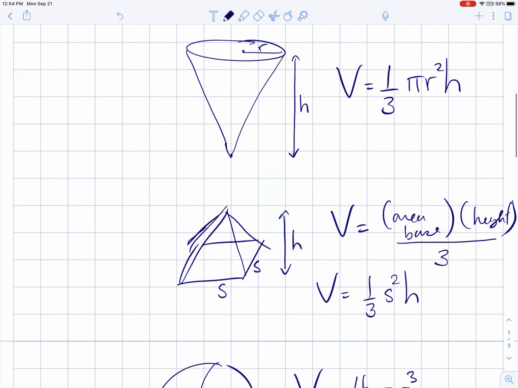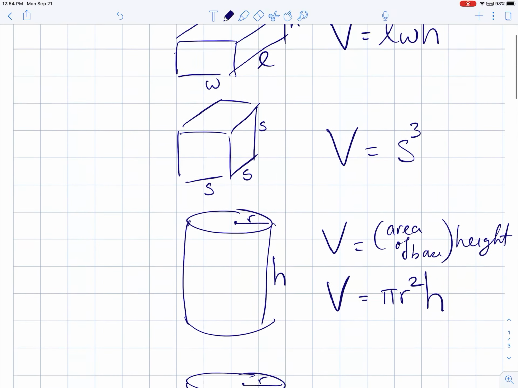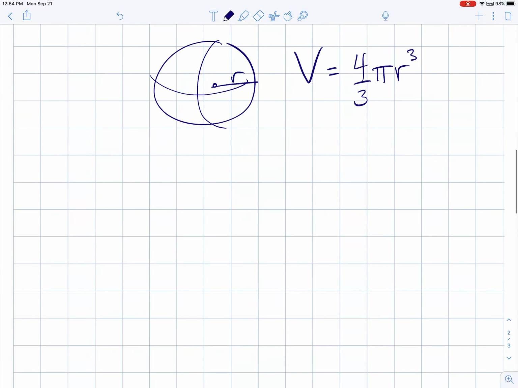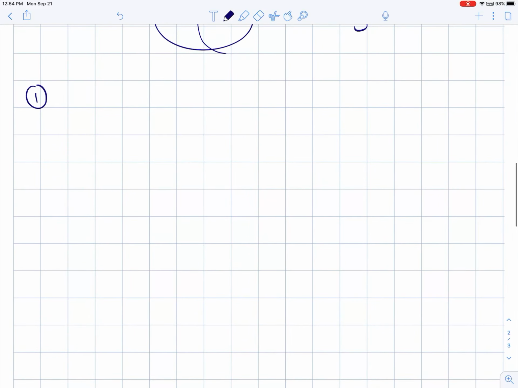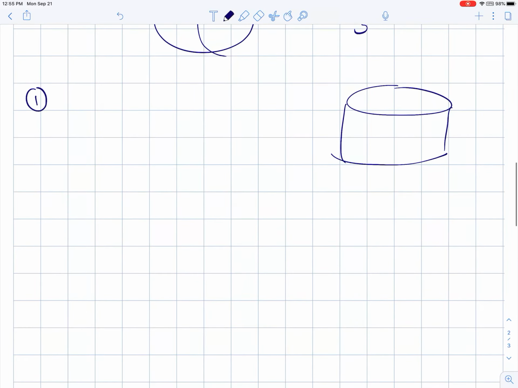So those are some basic formulas for volume that you should be familiar with in advanced science. Question number 1 on the worksheet is giving you a picture of a cylinder. So it's got a circular base like that. It's got a height of 14.0 feet.